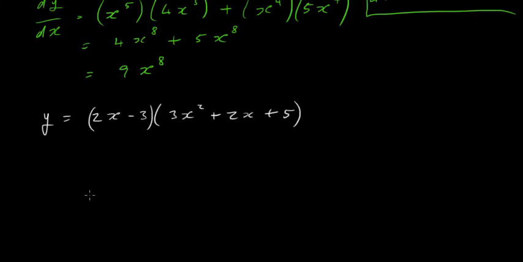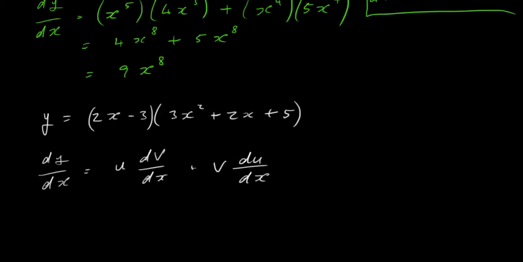But in this case, we'll use the formula here. So our formula is dy/dx is going to be u dv/dx plus v du/dx. Okay, so let's pick the first one here as being u and the second one here being v, and we'll just differentiate these.